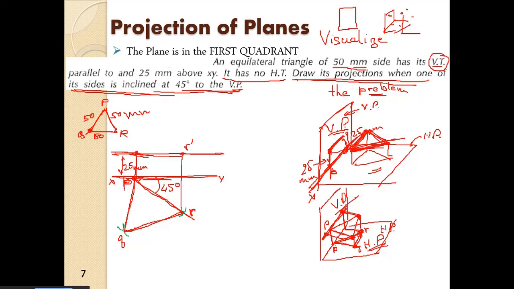In fact, P we will not see. It will be hidden by the lines PQ and RQ. If you see from the front, P will not be visible, only this edge QR will be visible. So we will project the point Q. This will be Q dash, and this will be the vertical trace, the VT. And this will be the top view, so no HT.